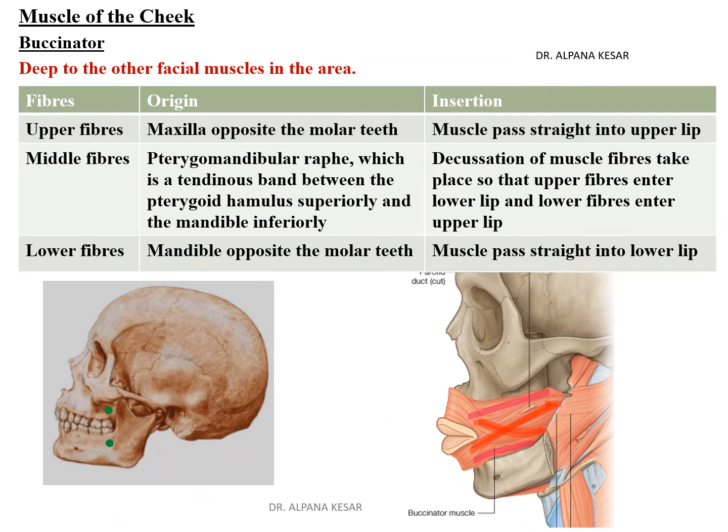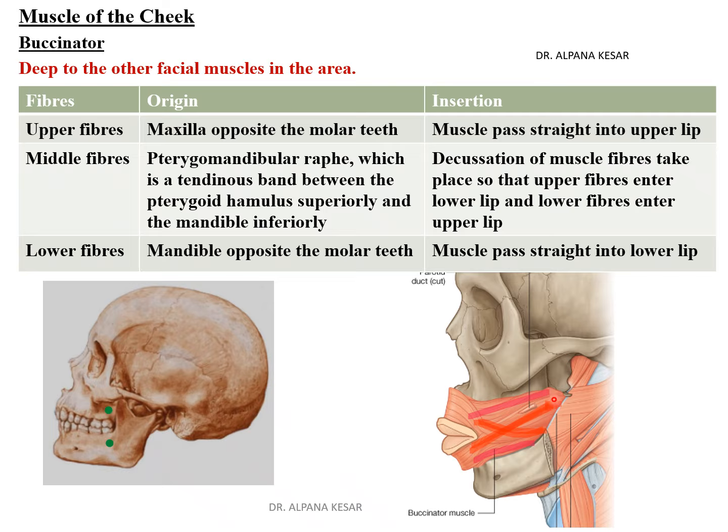Apart from the muscles of the upper and the lower lip, there is yet another muscle in the cheek region, which is called buccinator. Buccinator muscle forms the muscular component of the cheek. It is present deeper to the muscles of the upper and the lower lip. Buccinator muscle has three sets of fibers: the upper fibers, the middle fibers, and the lower fibers. The upper fibers take origin from the maxilla in the region of the molar teeth.